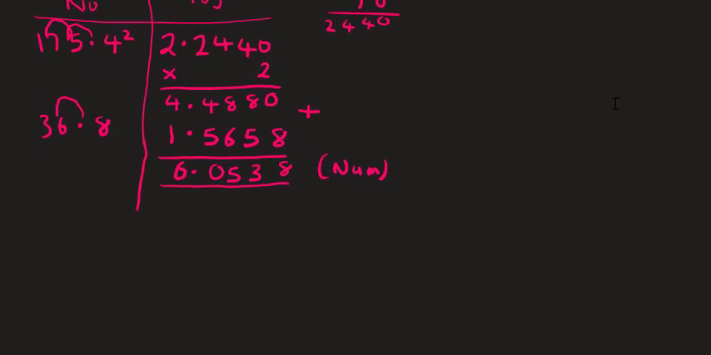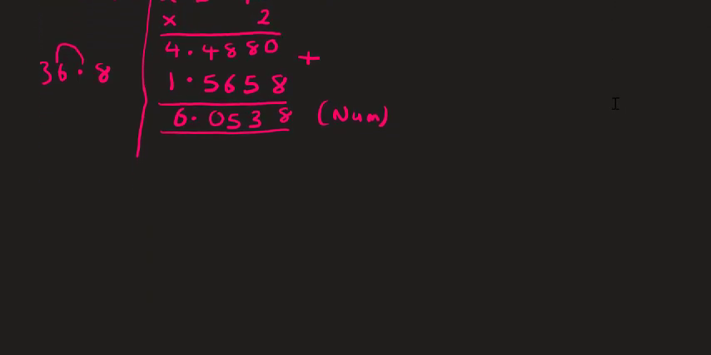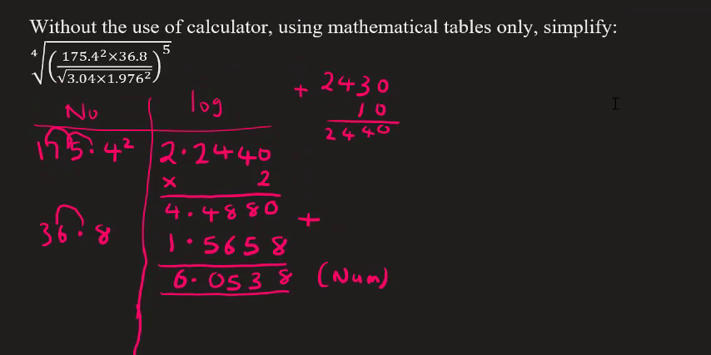All right. Now for the denominator, let's extend this. So the first number is 3.04. We'll do that. Then 1.976. Whatever we get for this, multiply by 2. Then the result will be added to the log of 3.04. So let's start with 3.04.